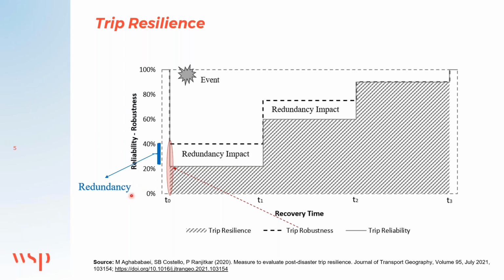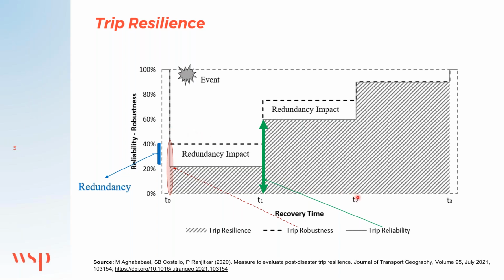The combination of these two gives us the trip reliability on the network, which is measured at each time. So at T0, you can see that the trip reliability based on these two is about 20%. And during the time when we go into recovery, we reach T1. As you can see, these dashed lines show the trip robustness. So more trips start to happen, and with this amount of trip redundancy, the trip reliability increases to around 60%.